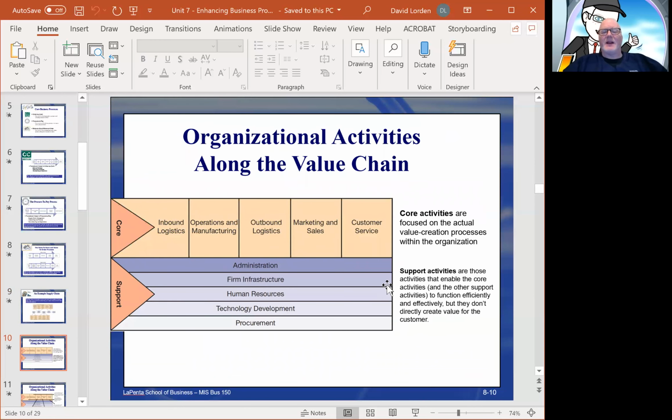Okay, so these next series of charts take these core processes and correlate the key activities that happen in any company. There's a bunch of core processes that any company has to deal with, whether it's inbound logistics, its operations and manufacturing, outbound logistics, marketing and sales, and customer service.